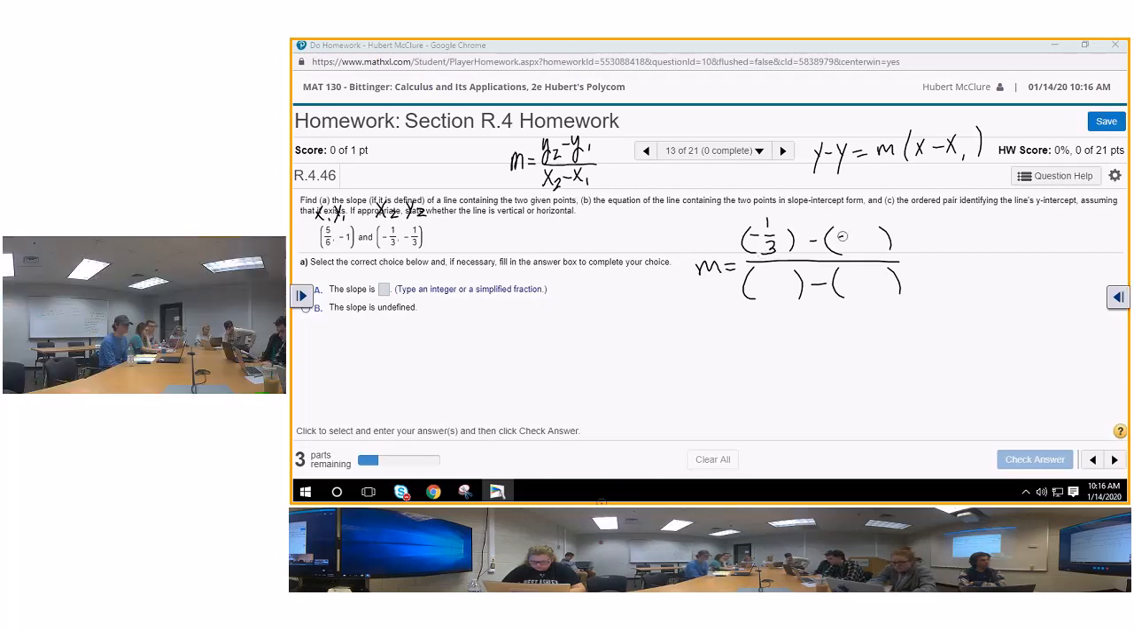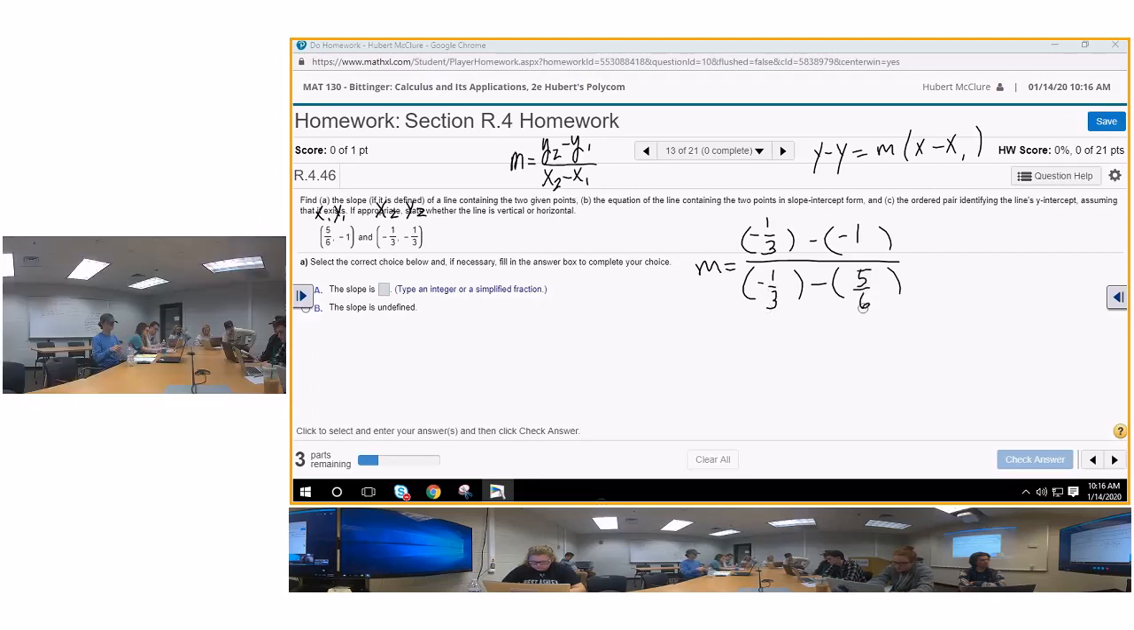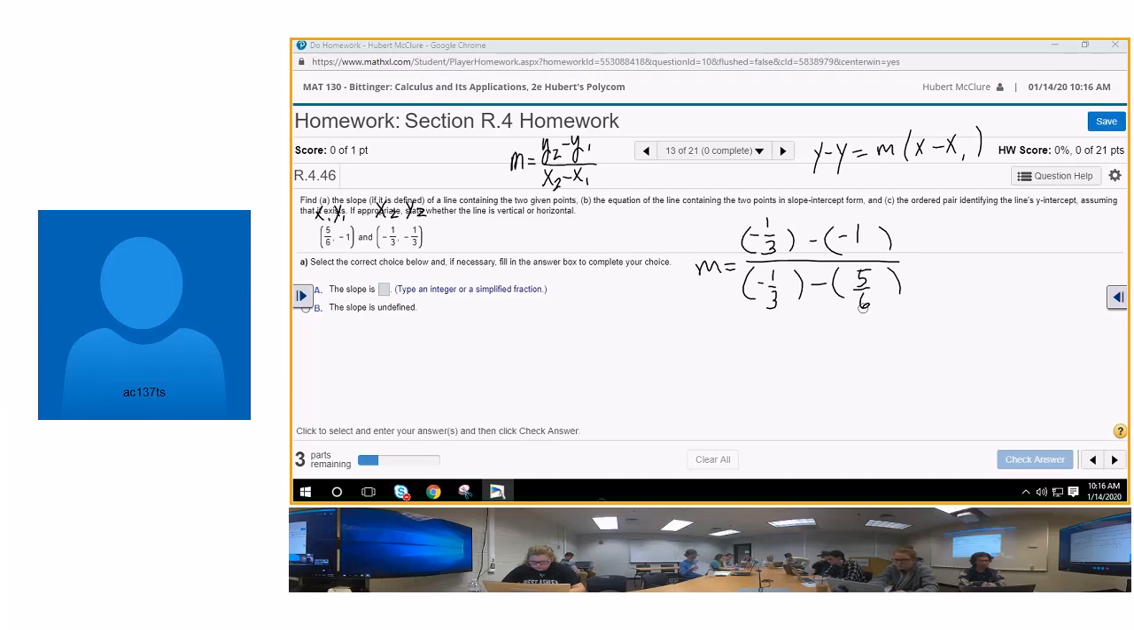So here we go. Negative 1/3 and negative 1. Negative 1/3 and 5/6. Now, you should be able to do that without a calculator, although some of you can. But I'm going to do it.